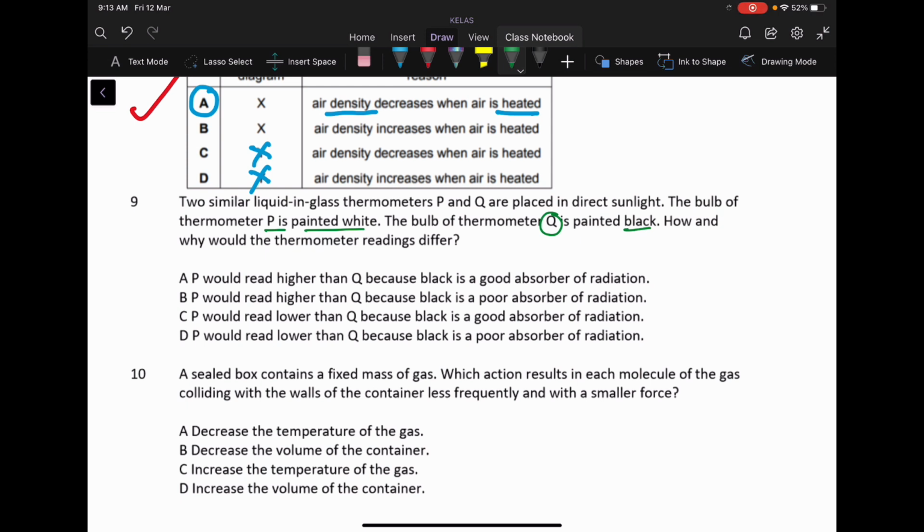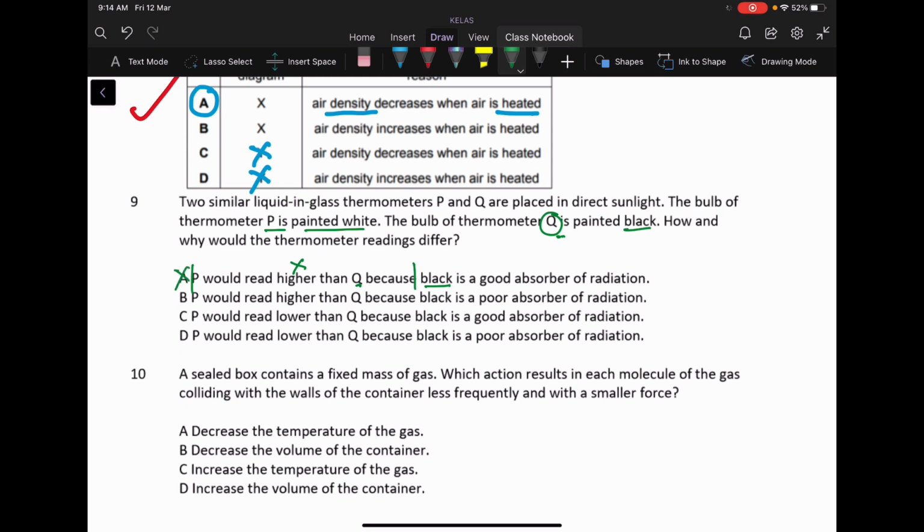A, P would read higher than Q because black is a good absorber of radiation. Now, which one is correct? So we have two parts here. P would read higher. Is that correct? That is not right. Although it's true, black is a good absorber of radiation. Since black is a good absorber, Q should have a higher temperature. So A is wrong.